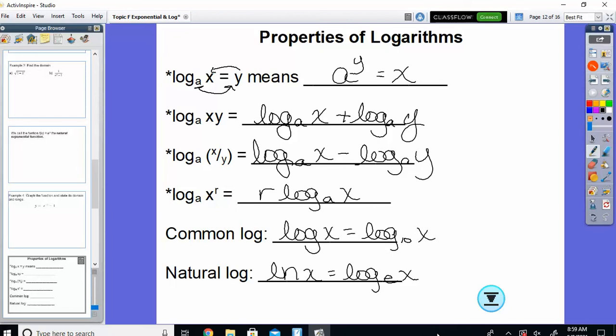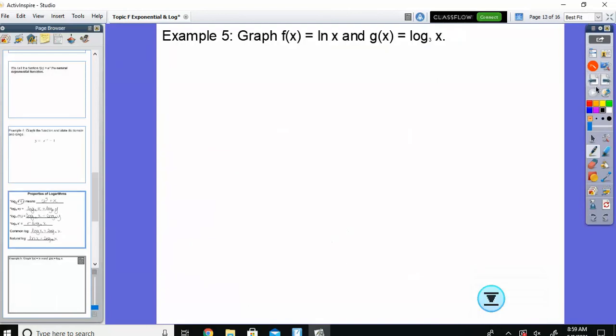All right, so yesterday we talked about graphing exponentials. Let's graph a couple logs. You guys have all that down? I do too. Okay. So we are going to graph the common and natural logs.